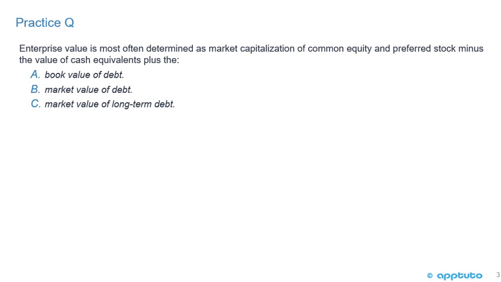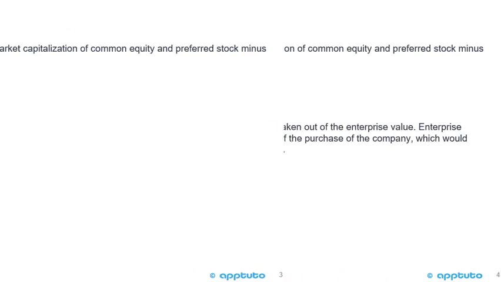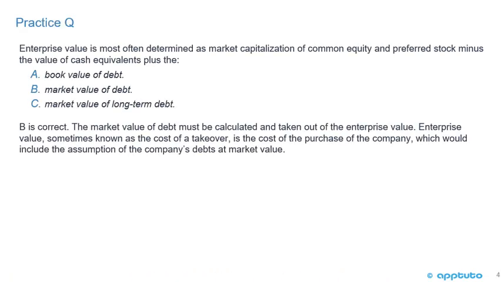So a quick theoretical question. Enterprise value is most often determined as market capitalization of common equity and preferred stock minus the value of cash equivalents plus A, the book value of debt, B, the market value of debt, or C, the market value of long-term debt. Okay, B is correct. The market value of the debt must be calculated and taken out of the enterprise value. Enterprise value, sometimes known as the cost of takeover, is the cost of the purchase of the company, which would include the assumption of the company's debts at market value. So just be very careful that enterprise value, we're talking about the market value of debt.